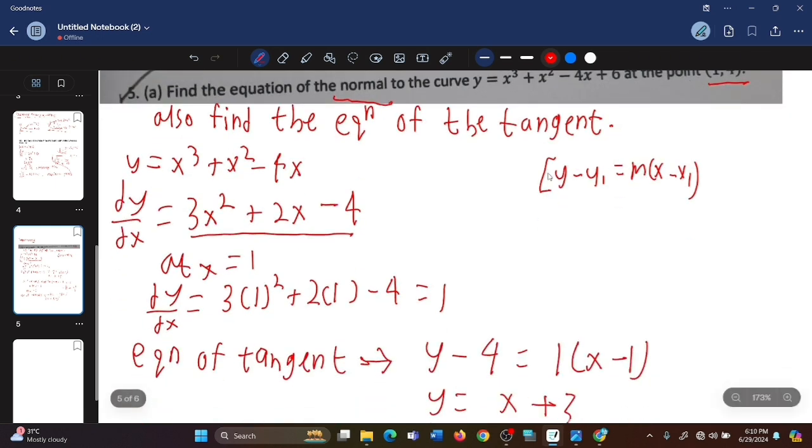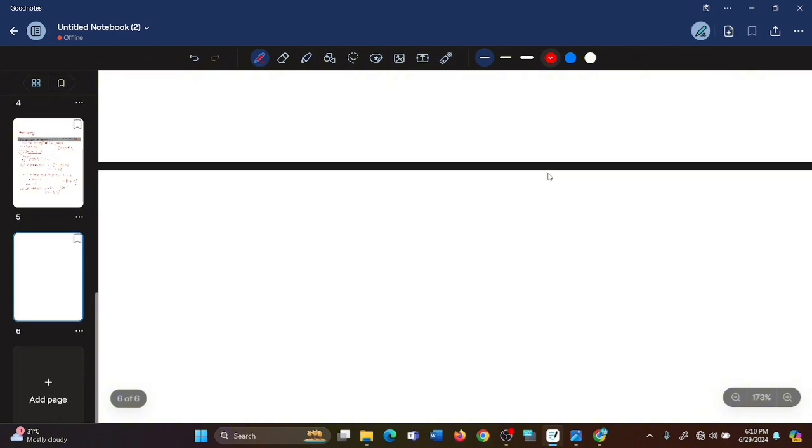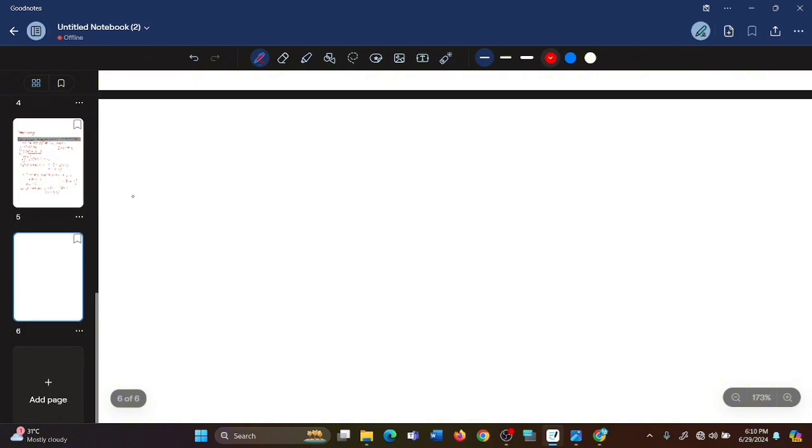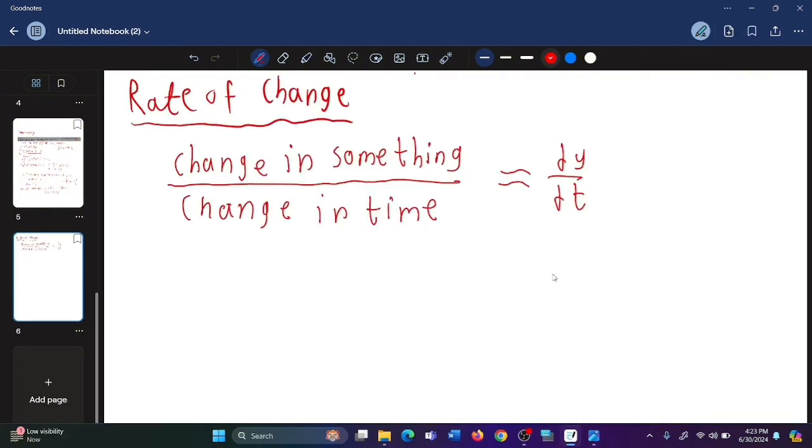Now let's move on to the next topic, that is rate of change and approximation. Rate of change and approximation are actually two different topics. So let's look at rate of change, then we'll go with approximation. So what is rate of change? In rate of change, we find the change in something by the change in time, which is represented by dy by dt. In differentiation, we do dy by dx. But in the case of rate of change, we do dy by dt.